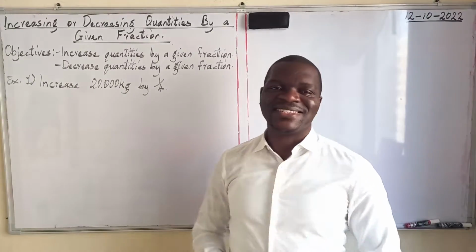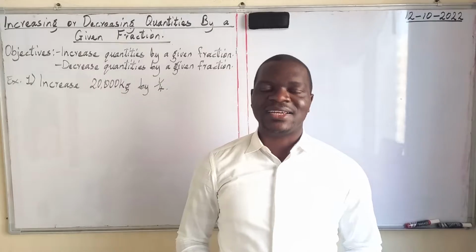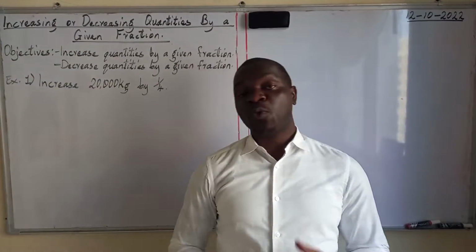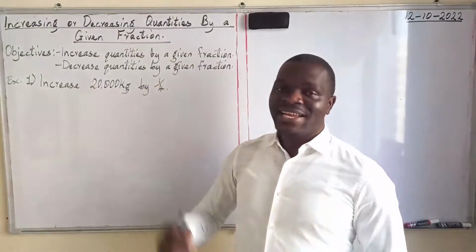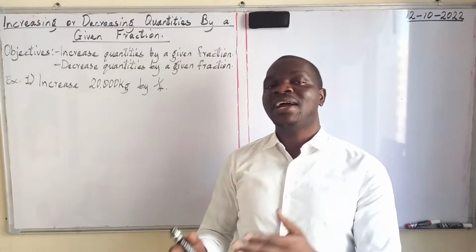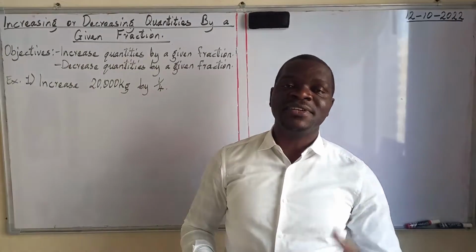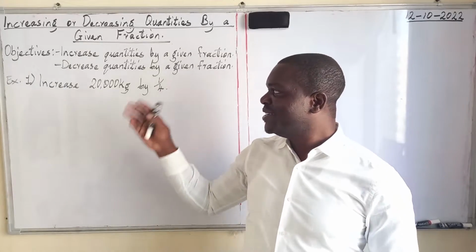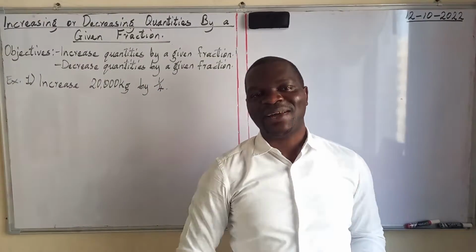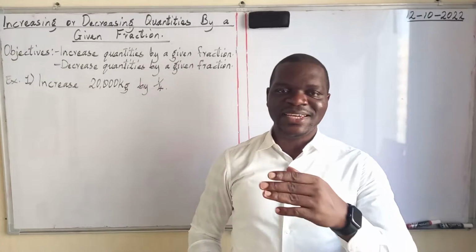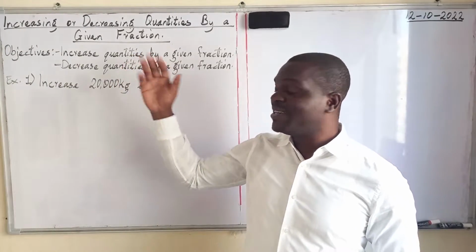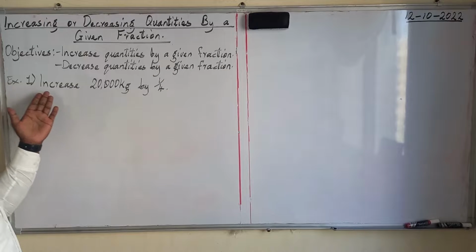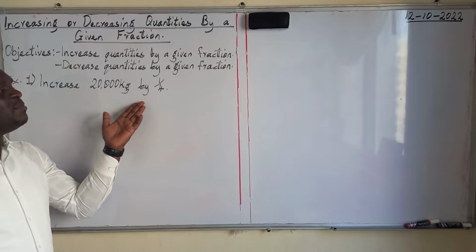Today we have a new lesson, still under fractions, and as we promised you last time, today we'll be handling increasing and decreasing quantities in a given fraction. At the end of the lesson we should be able to increase and as well decrease a given quantity by a given fraction. Without waste of time, we'll go straight into solving some examples so that you can apply the knowledge of what you've learned in any mathematical problem as far as increasing and decreasing in a given quantity is concerned. The first example here says increase 20,000 kilograms by 1/4.